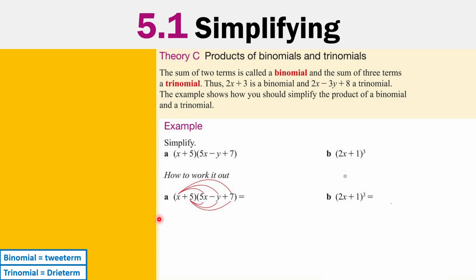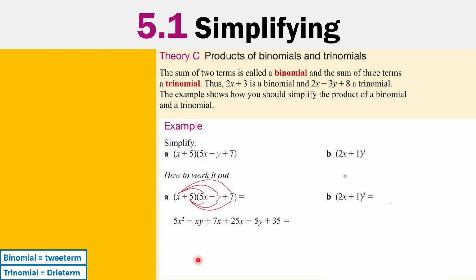So nothing really spectacular happens here, only that you have to do a bit more calculation. x times 5x, x times minus y, x times 7, and 5 times 5x, 5 times minus y, and 5 times 7. It will give you this as a result. Check yourself if you also found this.